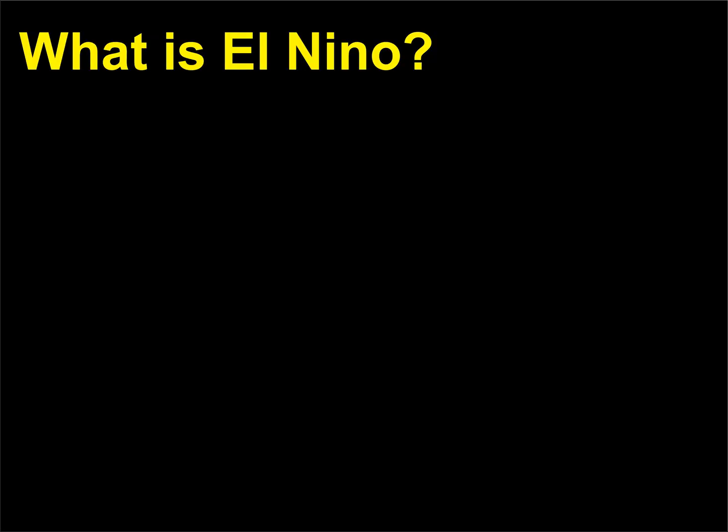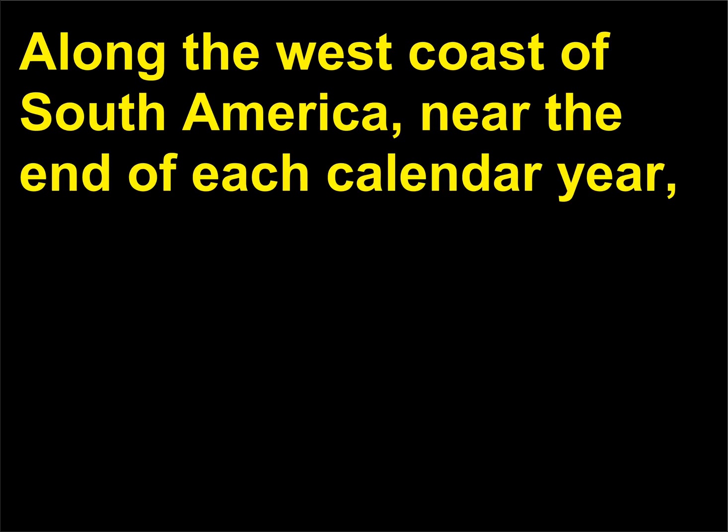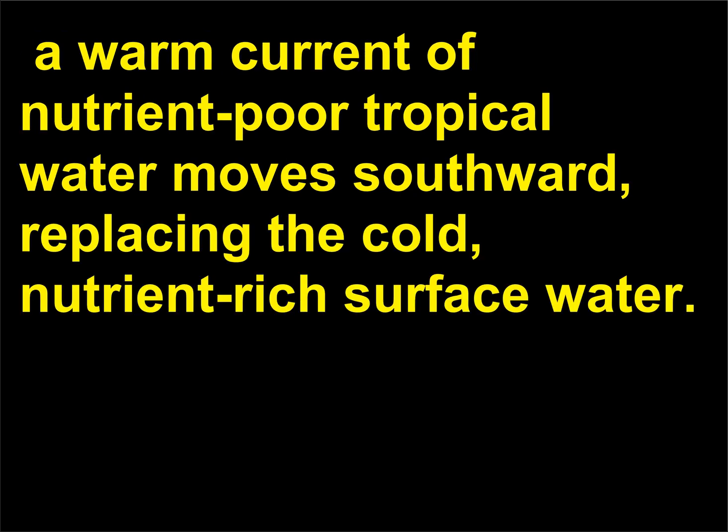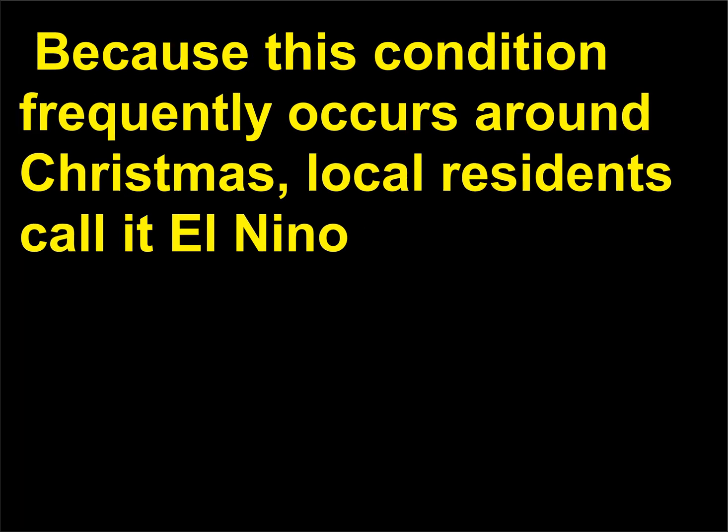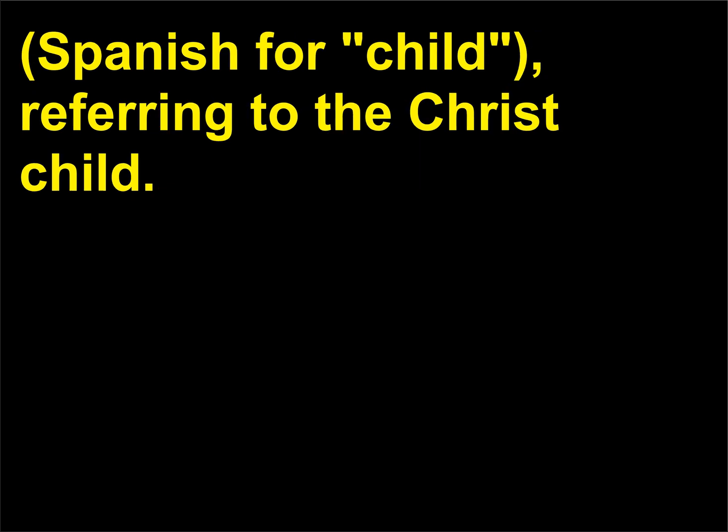What is El Niño? Along the west coast of South America, near the end of each calendar year, a warm current of nutrient-poor tropical water moves southward, replacing the cold, nutrient-rich surface water. Because this condition frequently occurs around Christmas, local residents call it El Niño, Spanish for child, referring to the Christ child.